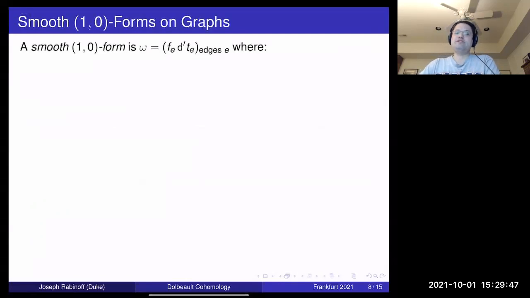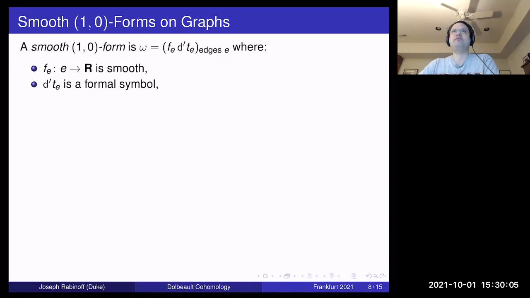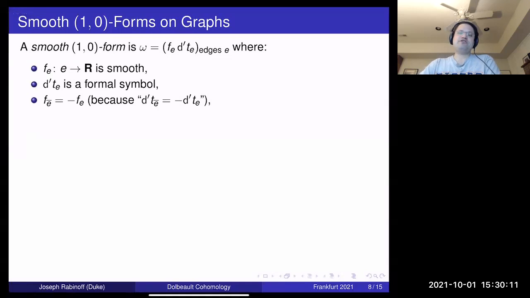Okay, so what is a 1-0 form? This is still very concrete. It is a collection f sub e d prime t sub e over all edges e, where you get a smooth function on every edge. D prime t sub e is just some formal symbol that reminds you how things are supposed to happen. The function associated to the same edge with the opposite orientation is just the negative of f sub e.